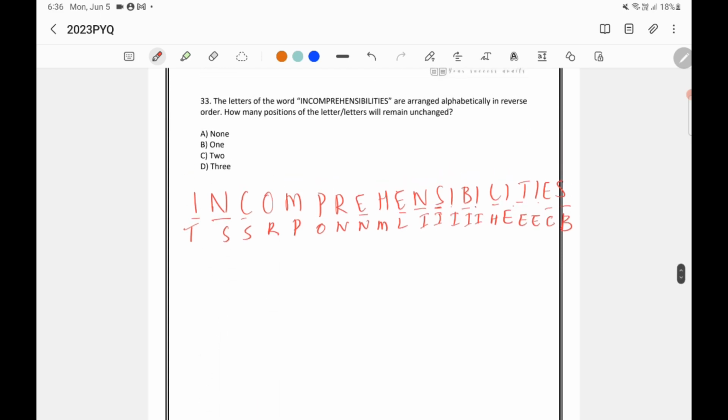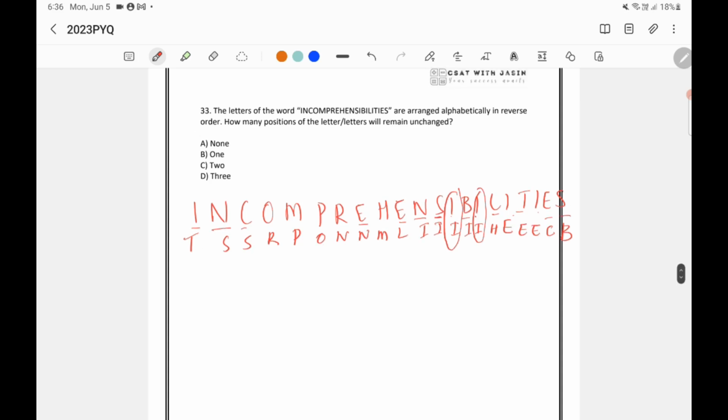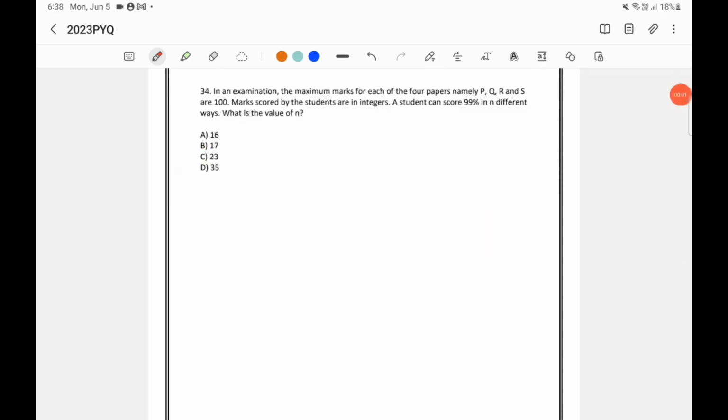Okay. So how many letters are unchanged? If you see here, this is unchanged. And this I is also unchanged. And none of the other letters is unchanged, right? So 2 letters remain unchanged. So answer is option C, 2. So okay, let's take the next question.